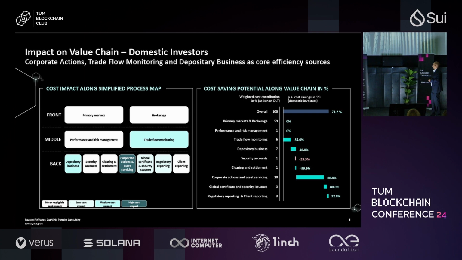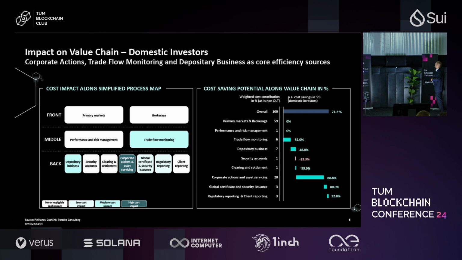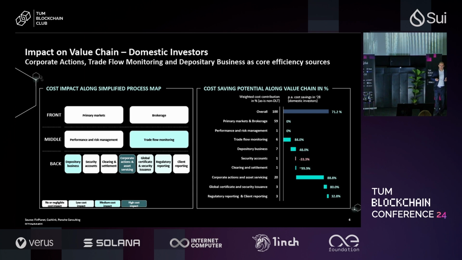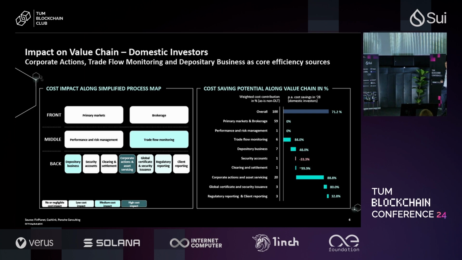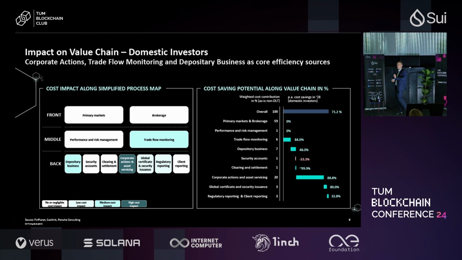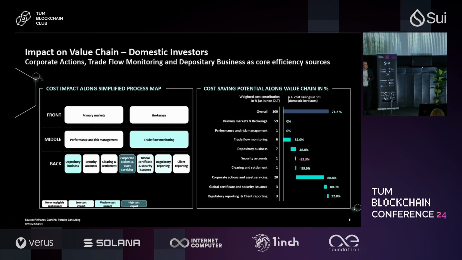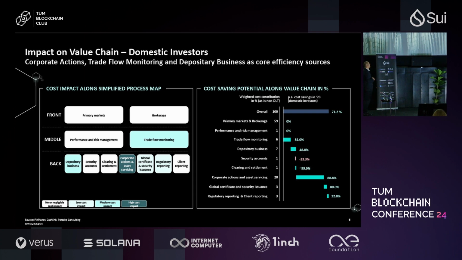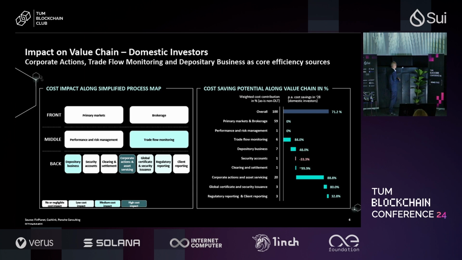If you look at the impact on the value chain, you can see, not surprisingly, low impact in the front office and quite a high impact in trade flow monitoring. The largest impact stems from corporate action and asset servicing. Clearing and settlement, at least in the domestic scenario that we analyzed, is percentage-wise very big, but it only makes up about 1 basis point of the overall cost. So from an overall cost impact in the domestic case, where you only have domestic investors buying and selling, that was not a game changer. It's different for the foreign investor case, but not for the domestic case.